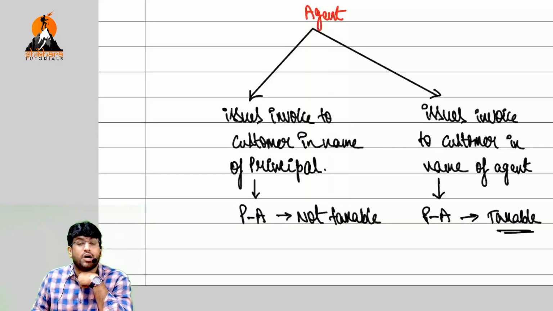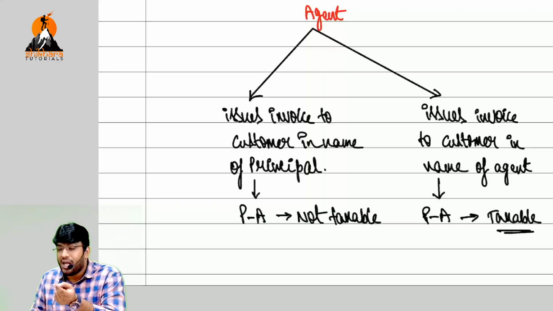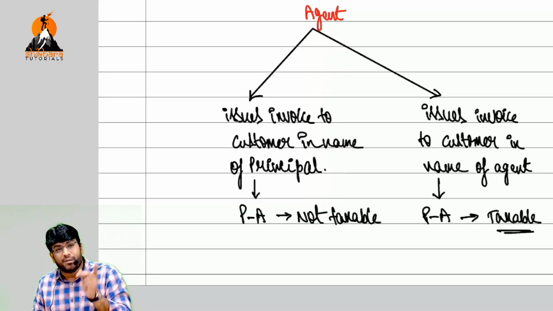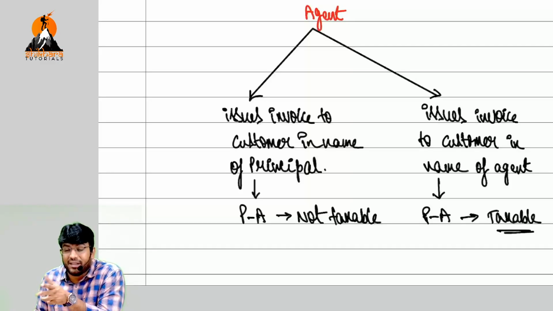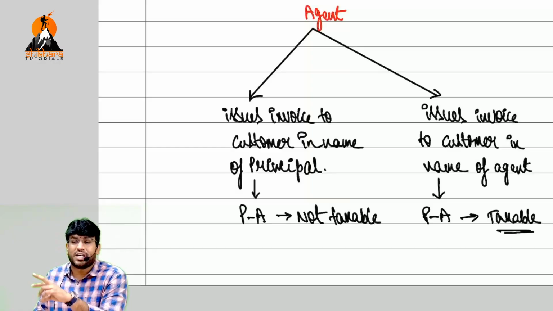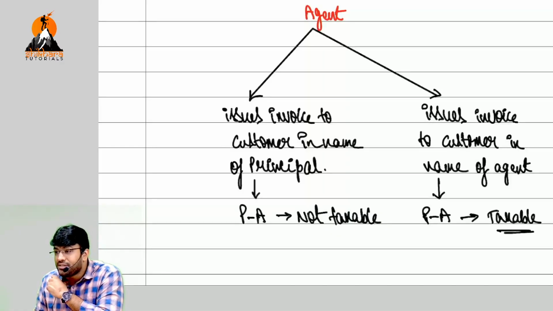So whenever there is a stock transfer principal to agent or agent to principal, that taxability will depend upon in whose name the agent is issuing invoice to the customer. If agent issues invoice to the customer in the name of agent, then principal to agent is taxable. But if agent issues invoice to the customer in the name of principal, then principal to agent is not taxable. Is that getting clarity? Everybody, friends?